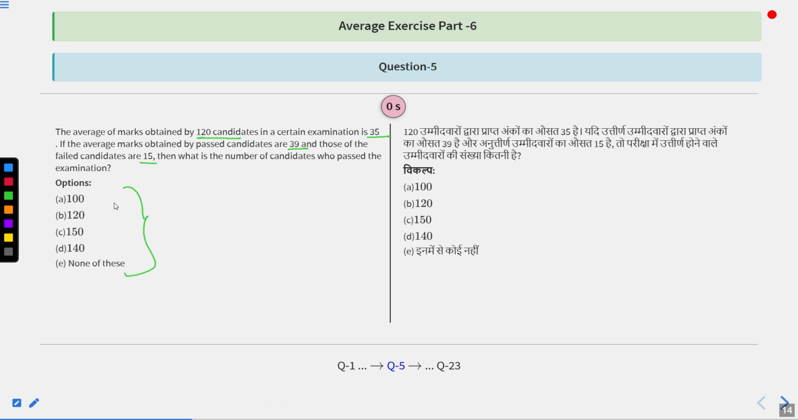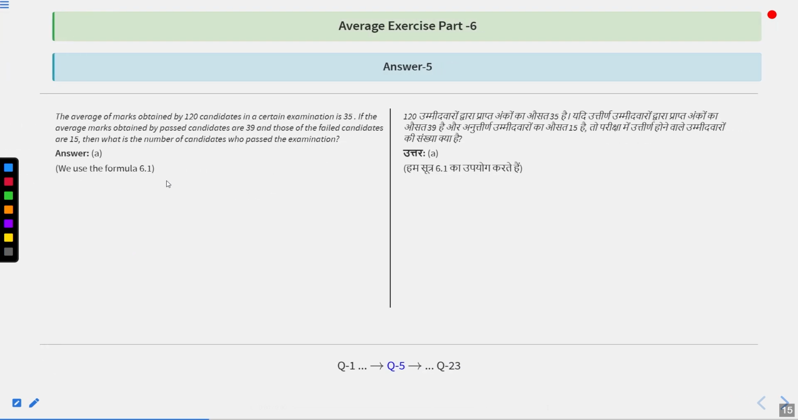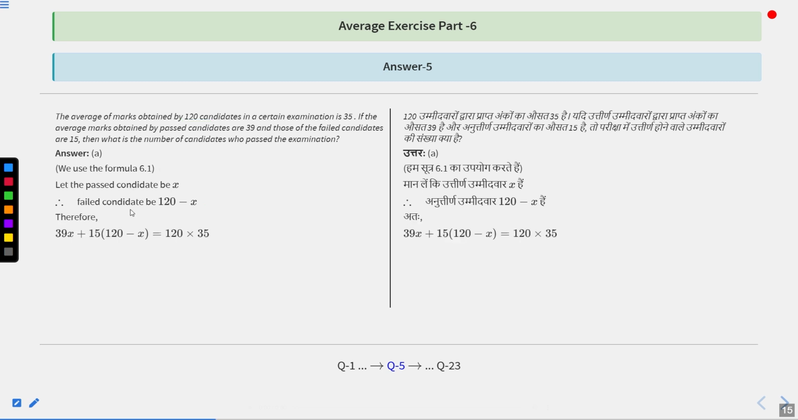Now time's up. Let's see the solution. We use formula 6.1. Let the passed candidates be x. So the number of failed candidates will be 120 minus x, because the total number of students is 120. According to the question, the average of the total is 35, so the sum will become 120 multiplying by 35. The passed candidates' average is 39 and the failed candidates' average is 15.